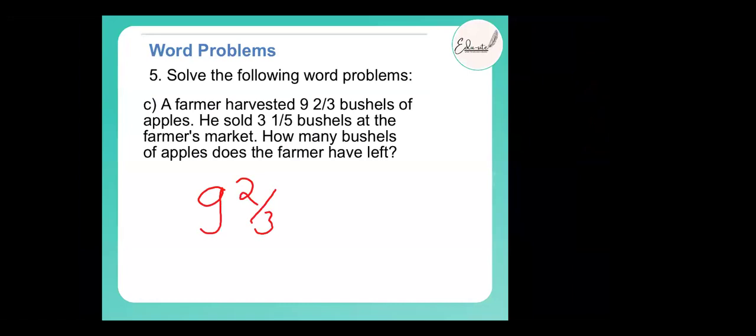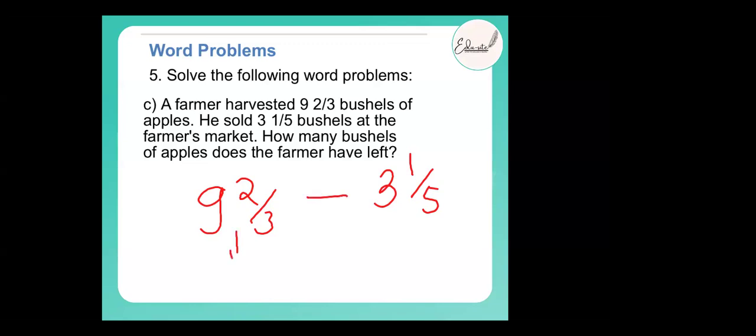A farmer harvests 9 and 2 over 3 bushels of apple. He sold 3 and 1 by 5 bushels at the farmer's market. How many are left out? Again, left out, what do you have to do? What operation, Anis? Minus. Yes, it's again the minus.